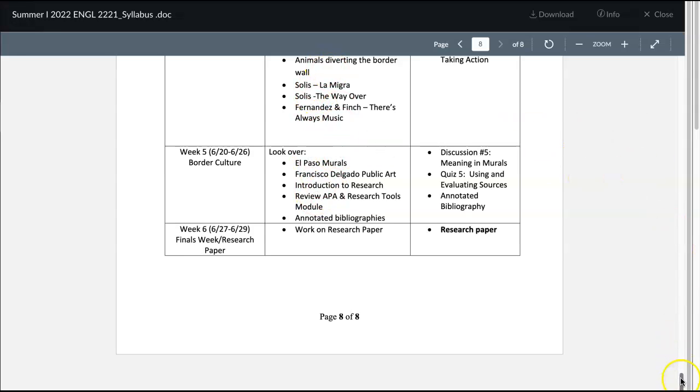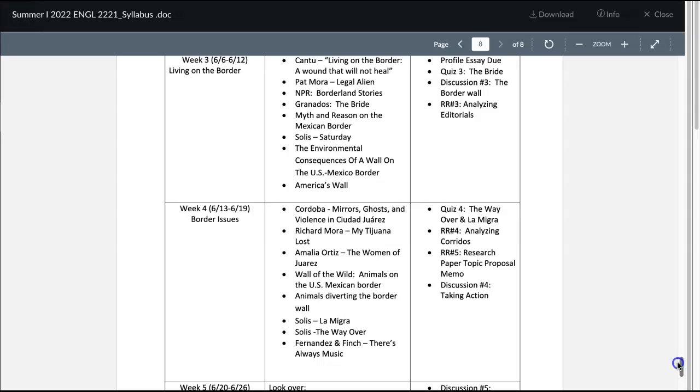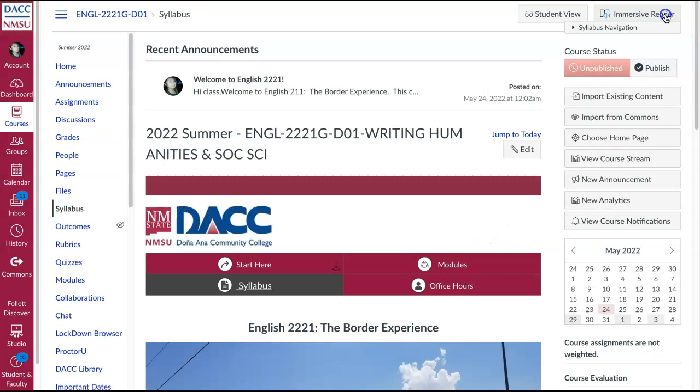Now if you're thinking, well, where do I find these readings, or I'm not able to find the file, they are all under the module. So for example, for week 4, all of the readings are listed under the week 4 module as well as the assignment.